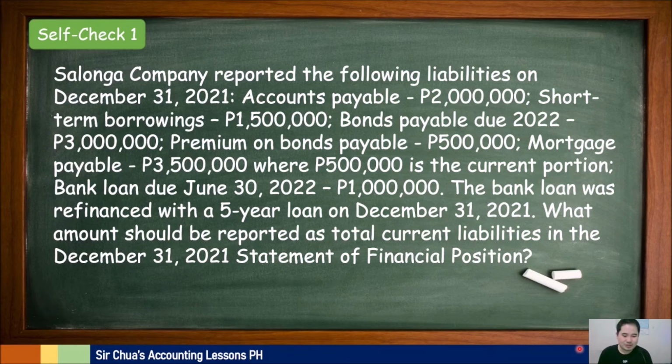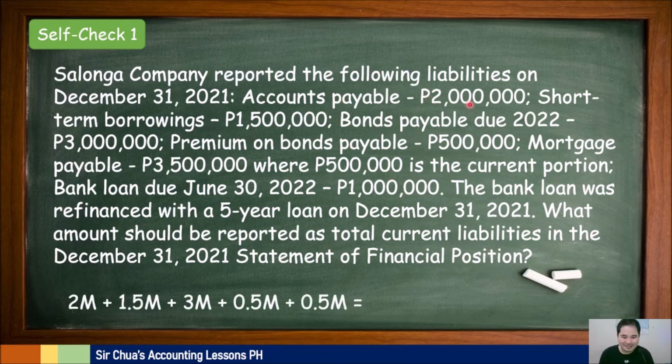Okay, assuming that you have already answered this is how you answer it. Ito po ang solution. So, yung accounts payable po natin na 2 million, syempre po, current po yan. Tapos, yung short-term borrowing po natin, from the word itself naman po, short-term. So, wala po tayong problema. Current po yan, 1,500,000. Bonds payable, unang tingin ay non-current. Anong sabi ko kanina? Check nyo kung kailan due. 2022 na. Next year na current na siya. 3 million. Add nyo po ang premium, huwag kalimutan, 500,000.